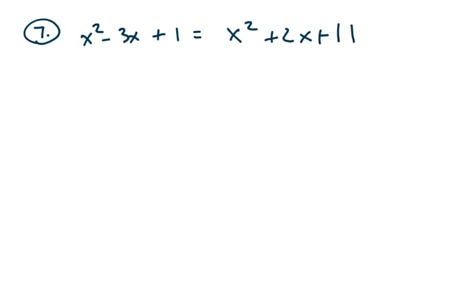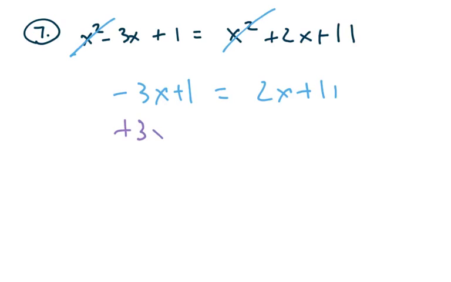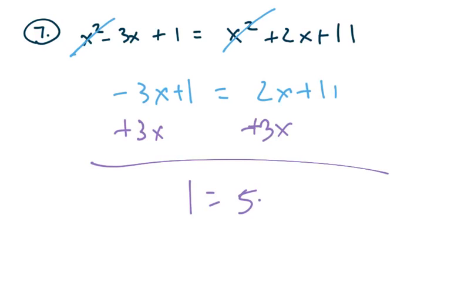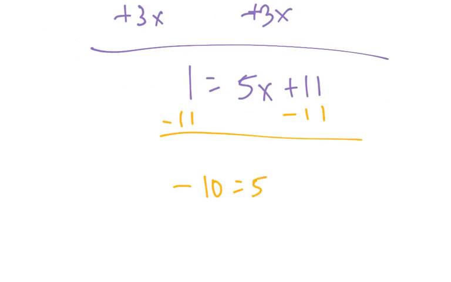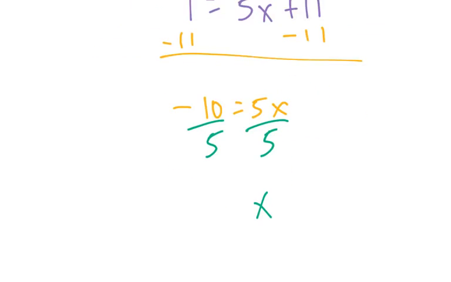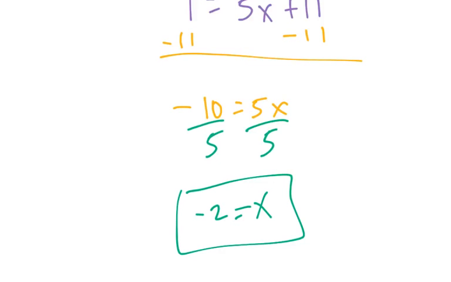Moving right along. More of the same, so go ahead and solve this on your own, see where it takes you. I'm going to assume that you've given it a shot. What's really nice is because they both have x squareds, the x squareds are going to subtract out. We're going to be left with negative 3x plus 1 equals 2x plus 11. I'm going to go ahead and add 3x to the other side and try to keep it positive. So 1 equals 5x plus 11. Then we'll subtract 11 to the other side. Negative 10 equals 5x. And to finish this off, we'll divide by 5. So x is negative 2. And there you have it.